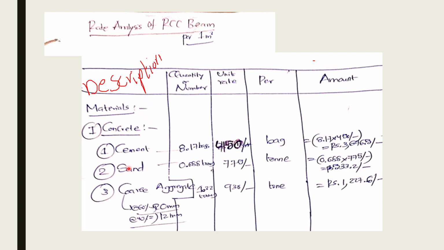And the price of 1 ton of sand is 775 rupees. This is the current market price. And 775 into 0.6688, we get an overall amount of 533.2 rupees. This is the sand price.